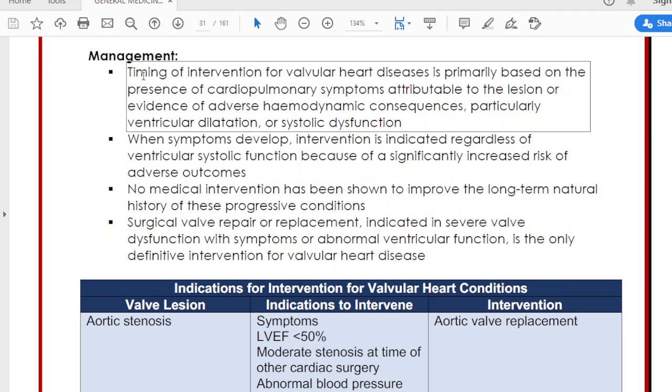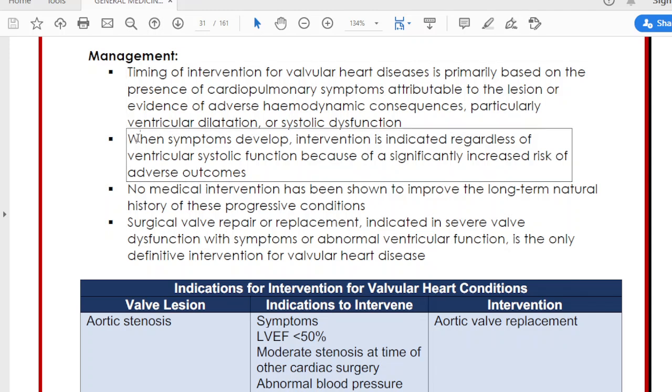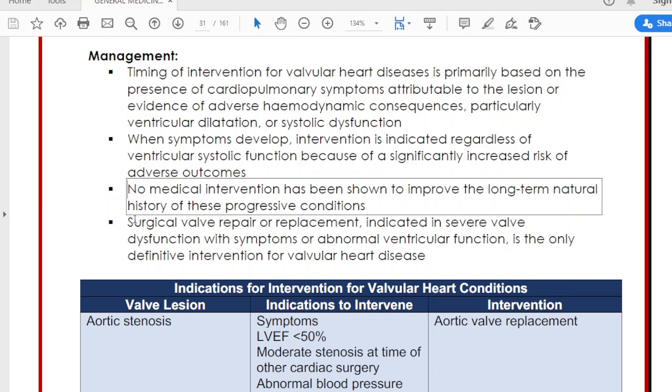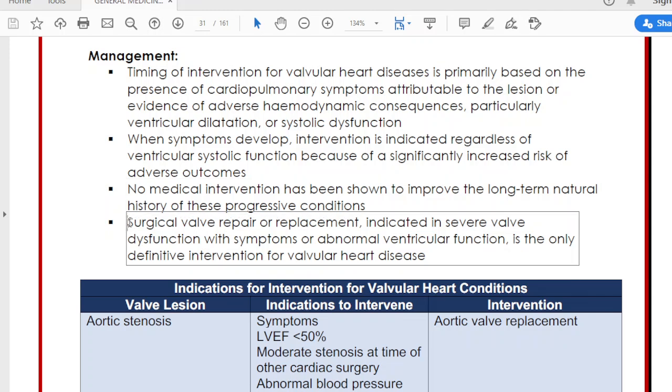Management. Timing of intervention for valvular heart diseases is primarily based on the presence of cardiopulmonary symptoms attributable to the lesion or evidence of adverse hemodynamic consequences, particularly ventricular dilatation or systolic dysfunction. When symptoms develop, intervention is indicated regardless of ventricular systolic function because of a significantly increased risk of adverse outcomes. No medical intervention has been shown to improve the long-term natural history of these progressive conditions. Surgical valve repair or replacement, indicated in severe valve dysfunction with symptoms or abnormal ventricular function, is the only definitive intervention for valvular heart disease.